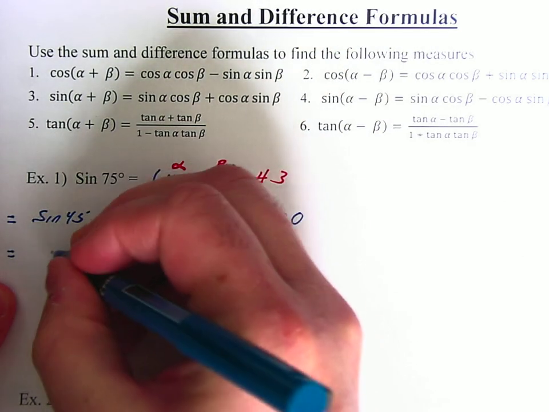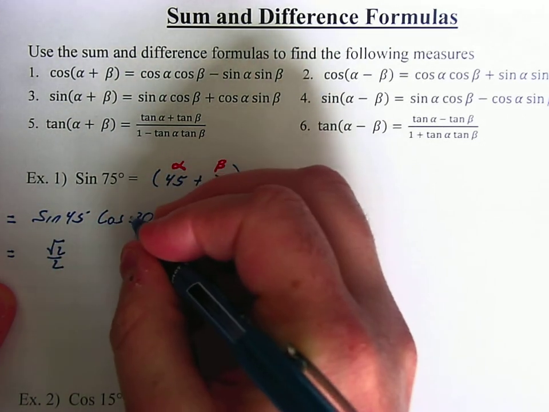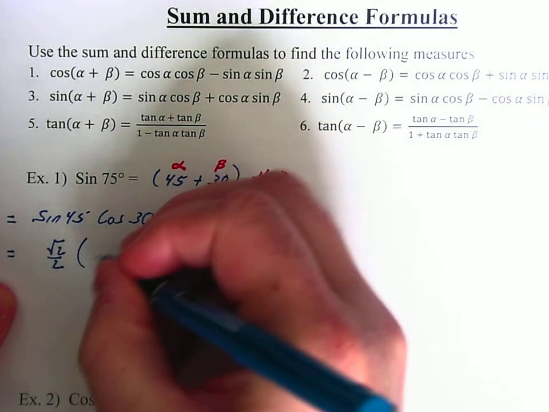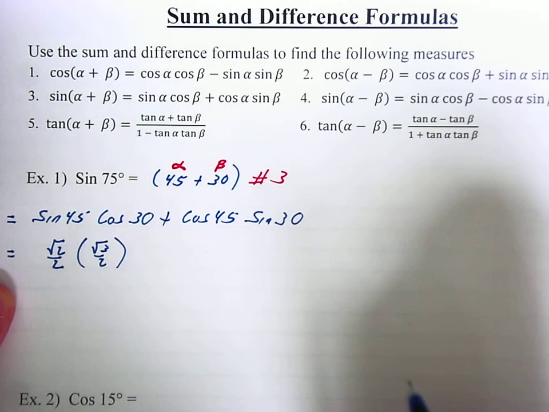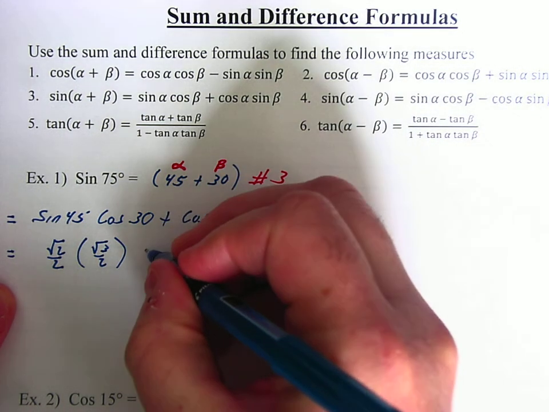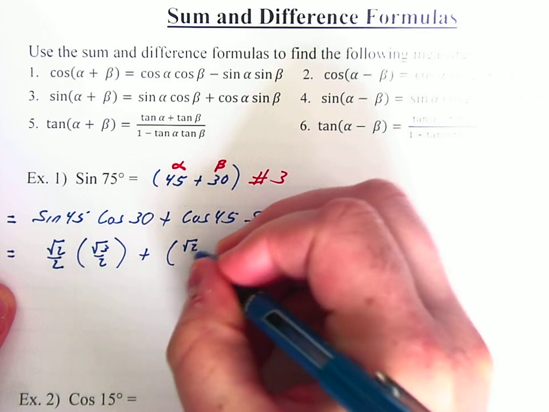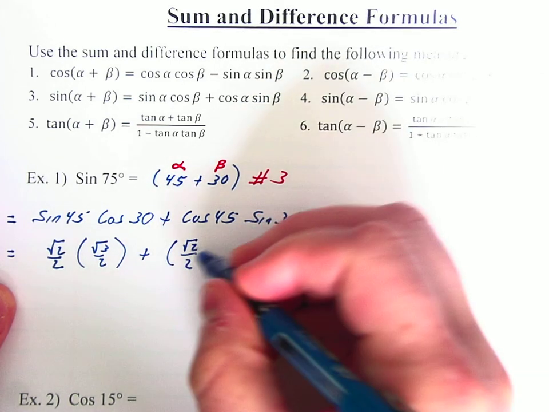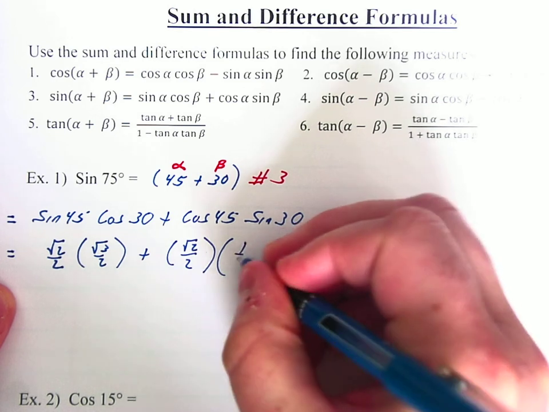The sine of 45 is the square root of 2 over 2 times the cosine of 30. The cosine of 30 is square root of 3 over 2. So you're going to have to multiply those together. We'll do that in a minute. Plus, the cosine of 45 is also square root of 2 over 2. You like 45s because sine and cosine are always the same. Times the sine of 30, which is 1/2.